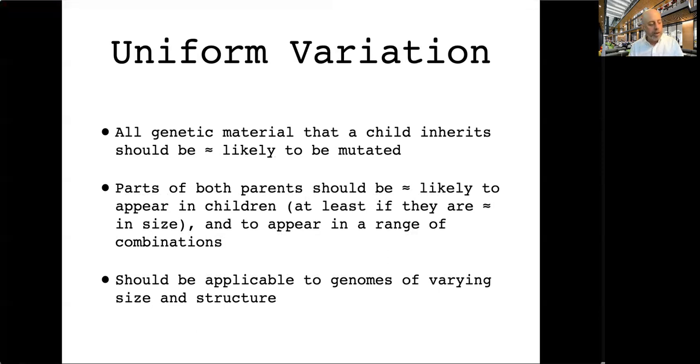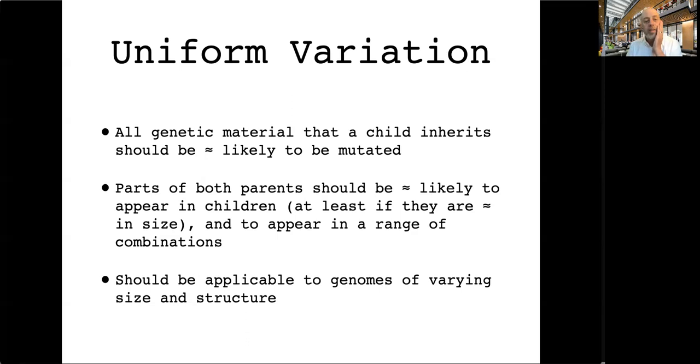So a little bit more about uniform variation. What do I mean by that? What I mean is that at the variation step, all genetic material that a child inherits should be approximately equally likely to be mutated during variation. That is hard to do with trees because some things are at different heights in the tree, and things deeper in the tree are more likely to be varied. Well, anyway, it's hard to get the uniformity across depths in the tree.